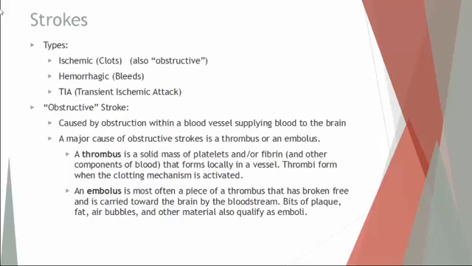Next, we'll move on to strokes. There are 3 different kinds of strokes, depending on what is causing the problem. You have ischemic, also called obstructive stroke, hemorrhagic, which means bleeding, and then TIA, transient ischemic attack. The first one, ischemic, these are the great majority of strokes. These are about 85 to 90% of all strokes.